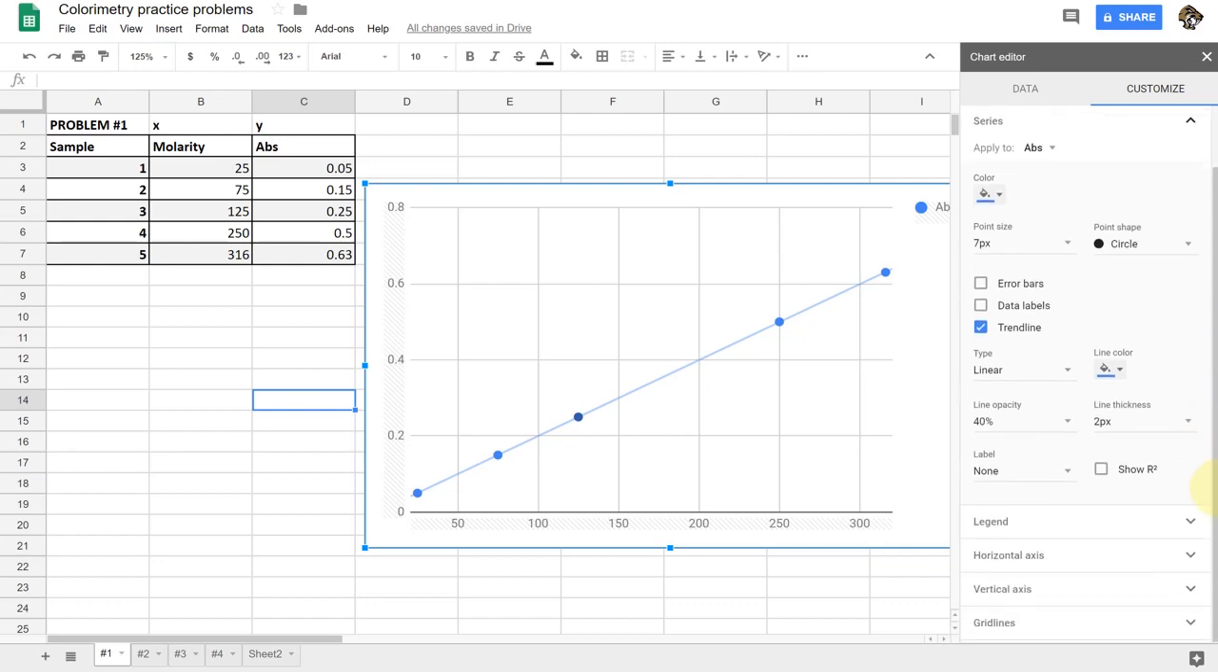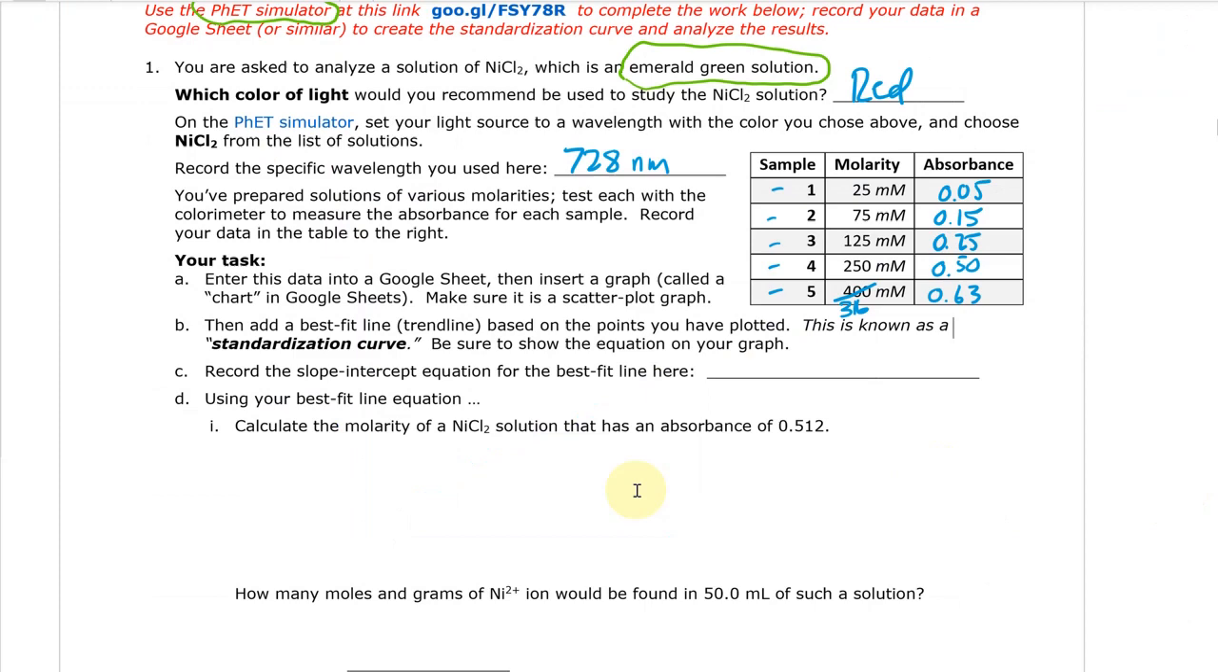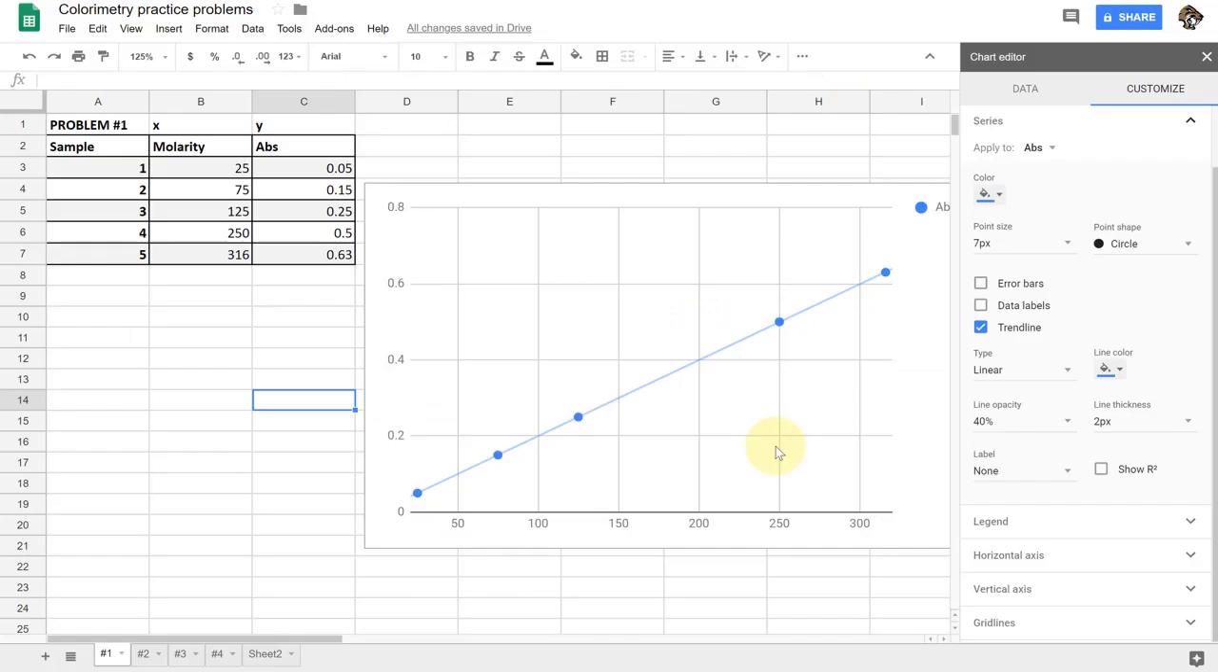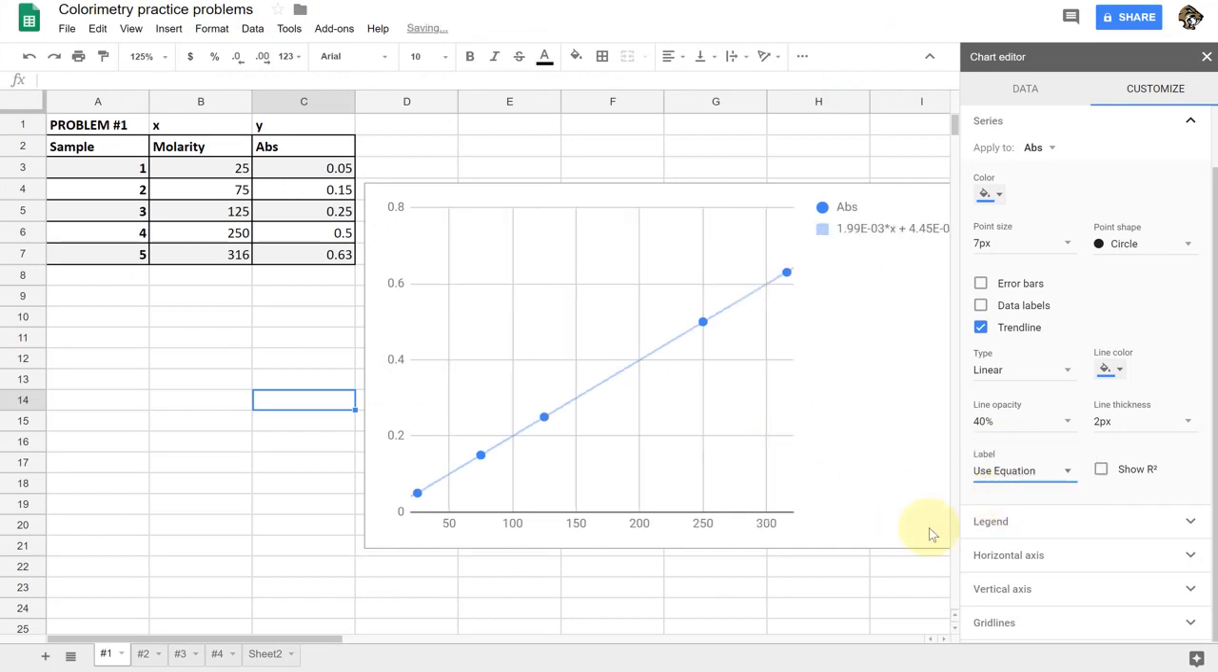Not important that we do all that, but it is important that we label this line. And in the instructions, it says, be sure to show the equation on your graph. The way you do that is you choose the label here as use equation. And what it will do then is in the legend of your graph, it will give you a y equals mx plus b, a sort of slope-intercept format. It'll give you the equation for the best fit line that you just added to your graph. And now our graph is more or less ready to go.